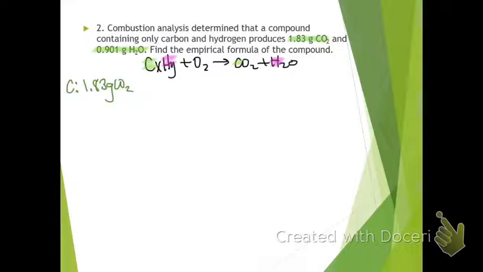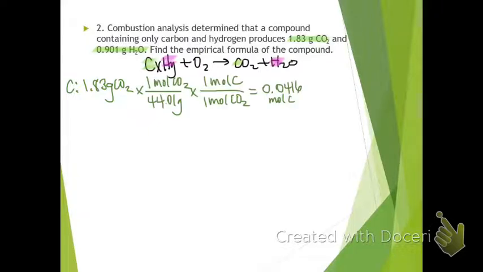We're still going to be aiming to find our mole numbers for carbon and hydrogen. So to do so, I need to take that 1.83 grams of carbon dioxide and figure out how many moles of carbon are contained within there. So from our 1.83 grams of carbon dioxide, we have 0.0146 moles of carbon. That means we have 0.0416 moles of carbon in our hydrocarbon.